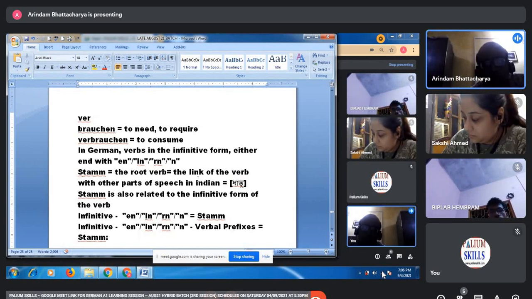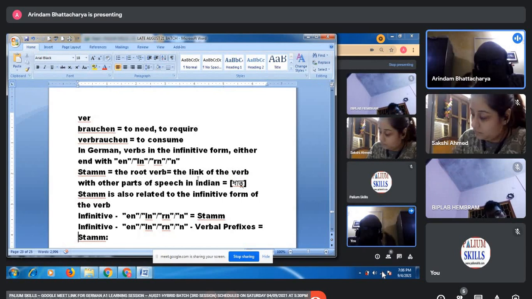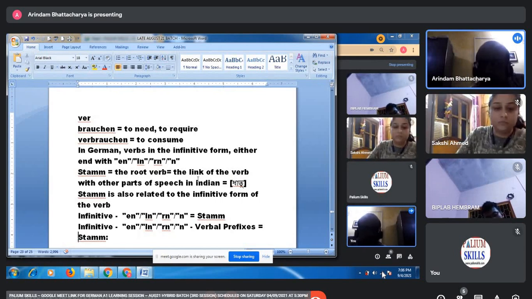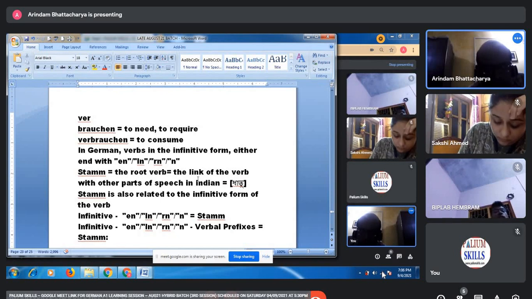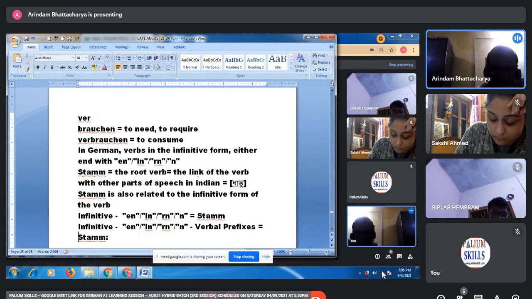So similarly, stam is called the root verb. That particular verb root, or dhatu, is stam in German. The root verb, the link of the verb with other parts of speech, is called dhatu in Indian languages. The related thing in German is called stam.